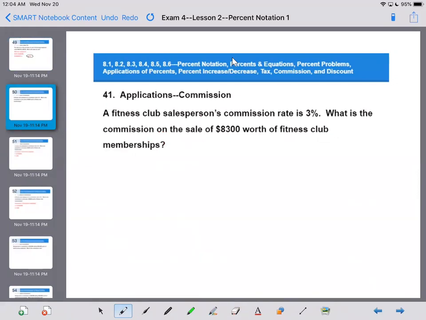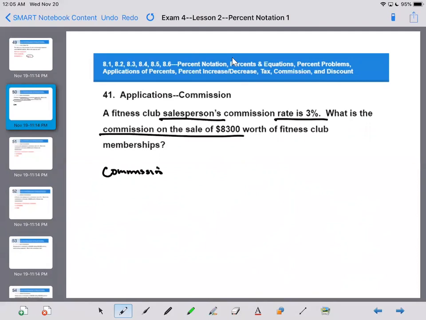Then you can look at commission. Okay, commission is just something that you're adding, an extra amount, and typically that's a percentage of what you've earned. So you can increase a salary of some sort. So if this person, the salesperson, has a commission rate of 3%, then what's the commission on the sale of $8,300 worth of fitness membership? So what we're going to find is we're looking for the commission.